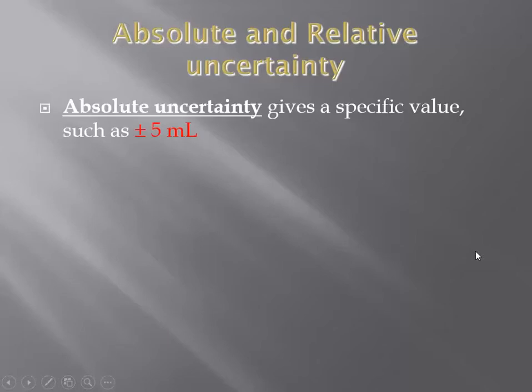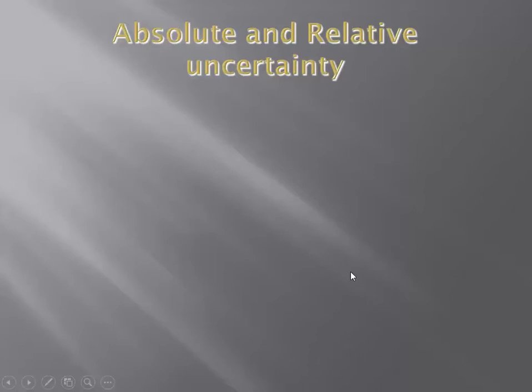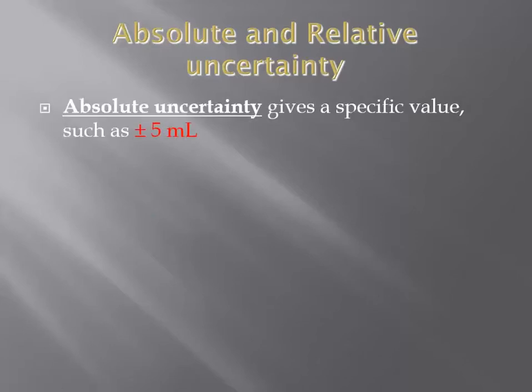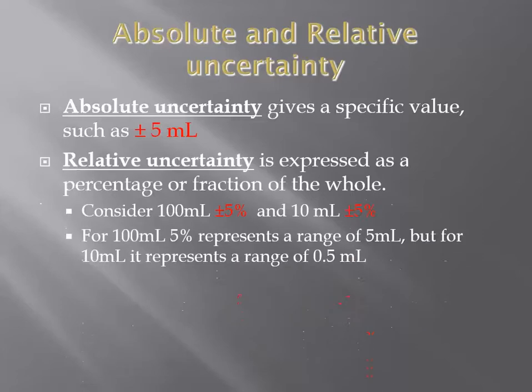Okay, so another thing to talk about is absolute and relative uncertainty. Absolute uncertainty is the actual value of the uncertainty. For instance, maybe on a big graduated cylinder, the uncertainty is 5 milliliters, plus or minus 5 milliliters. That's the absolute uncertainty. It's 5. Relative uncertainty is expressing the uncertainty as a percentage or some sort of fraction of the whole. So it's a relative thing. It's not an absolute thing.